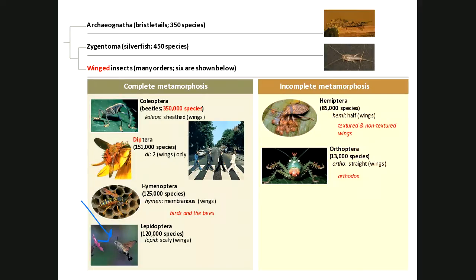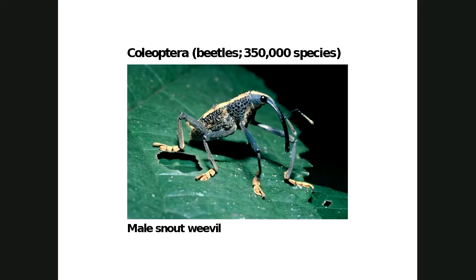Among the ones that undergo incomplete metamorphosis, we have the Hemiptera, where hemi means half. They don't have half a wing, but what they mean is they have two types of wings. They have wings that are textured, and then they have wings that are not textured. And that last thing there, really cool looking critter, is a katydid. They have very straight wings, so ortho or orthodox. I like his feet on this guy. He's just a cool looking little insect.